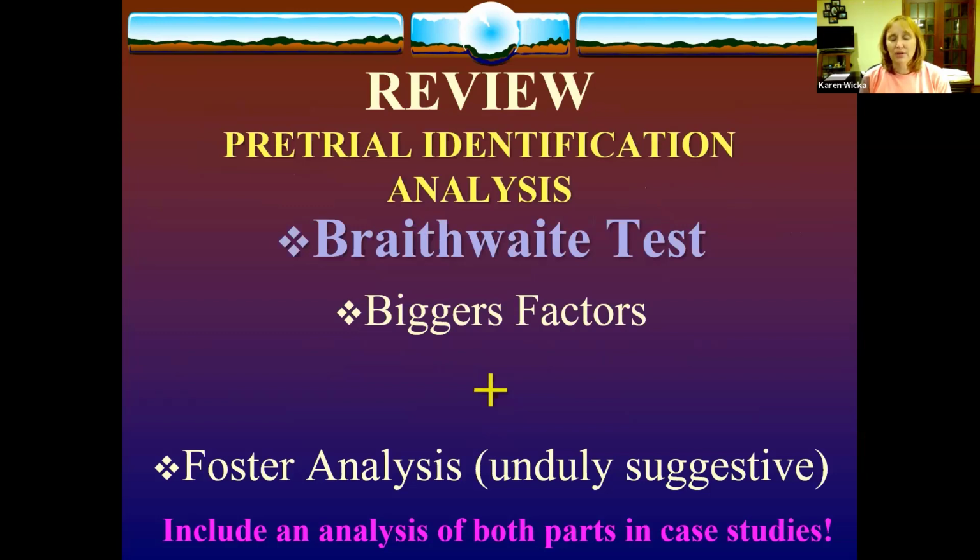So just as a review, now when you're doing your homework and you're looking over the case studies, you're going to use the Brathwaite test. So you're going to read the scenario and you're the judge. You have to first figure out what's the likelihood of misidentification. So use the Biggers factors and cite Biggers in your rule section. And then you have to combine it with the Foster analysis. So cite Foster and decide whether the procedures used by the police were unduly suggestive. So make sure in your rule section you cite Brathwaite, Biggers, Foster, and then in the analysis, make sure you go through each of these steps of this analysis.